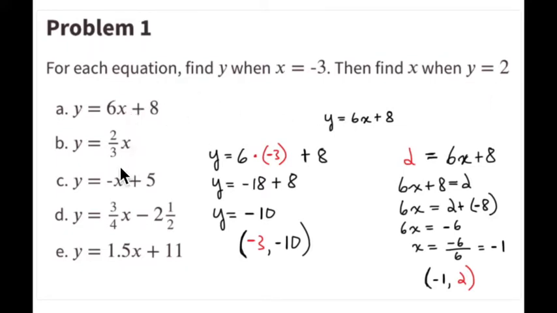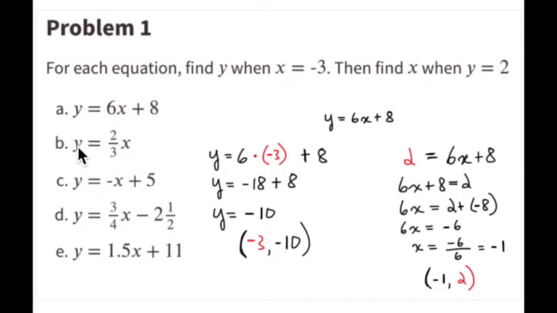Now, if you look at each of these equations, notice that they're all in the slope-intercept form. So the slope is 6, 2/3. This is the slope of -1 for this equation, 3/4, and 1 5/10. That's also 3/2. 1 5/10 is the same as 3/2. The y-intercept for each of these, this is a +8. This is 0. This is a proportional relationship that goes through the origin.